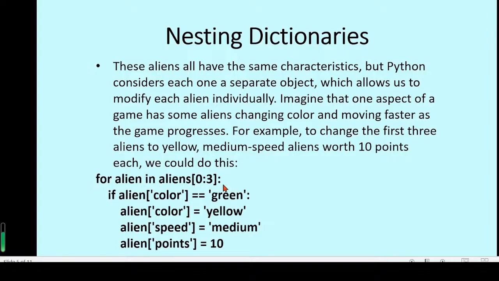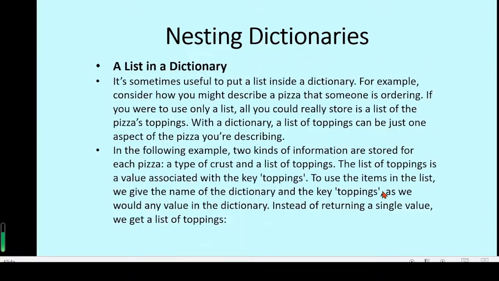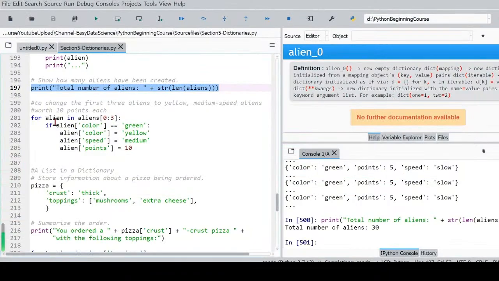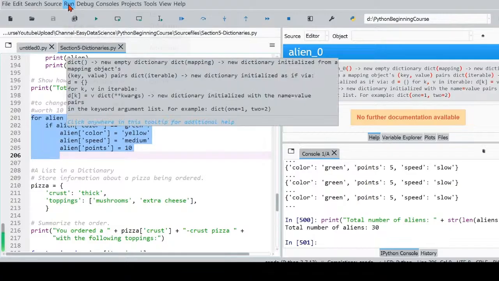We write a for loop for the first 3 aliens in this list. Then the if test: if alien's color is green, then we change it to yellow, change the speed to medium, and change the alien's points to 10. So we can set the alien's color, speed, and points to these values if the alien's color is green in the first 3 aliens.